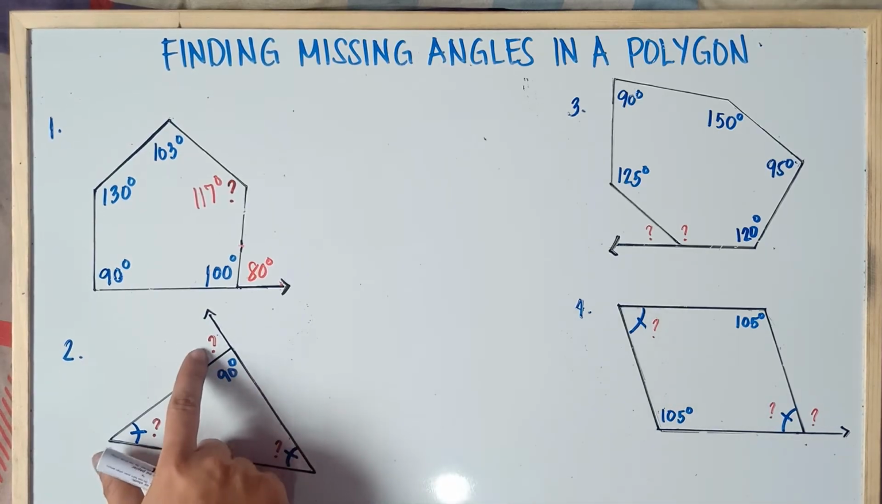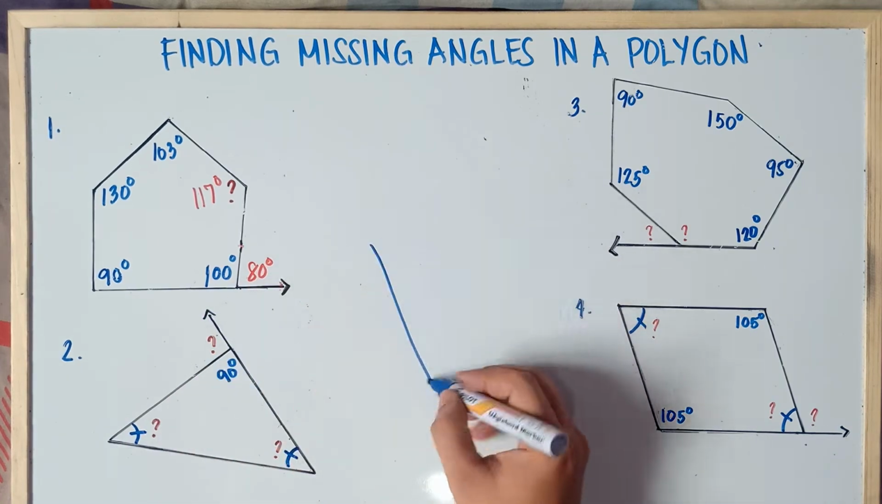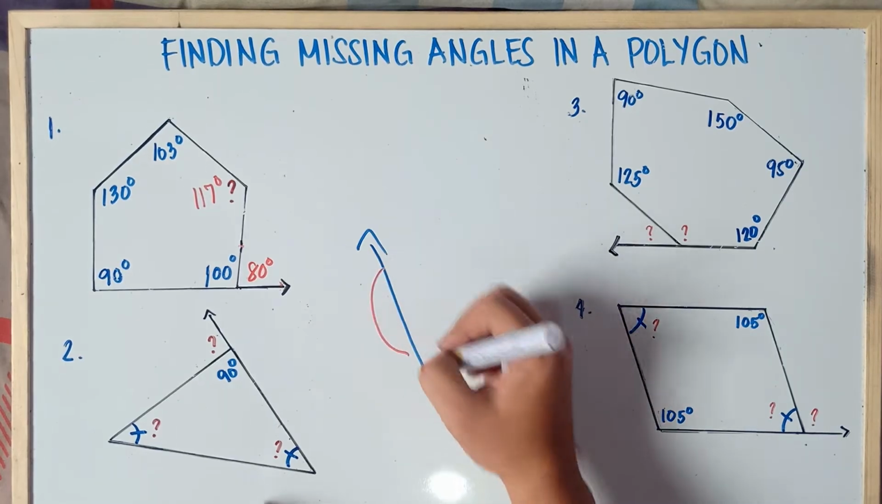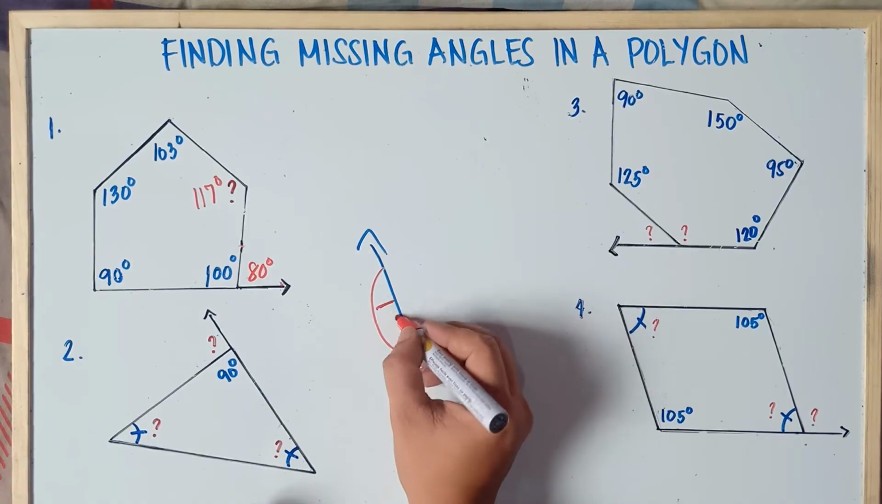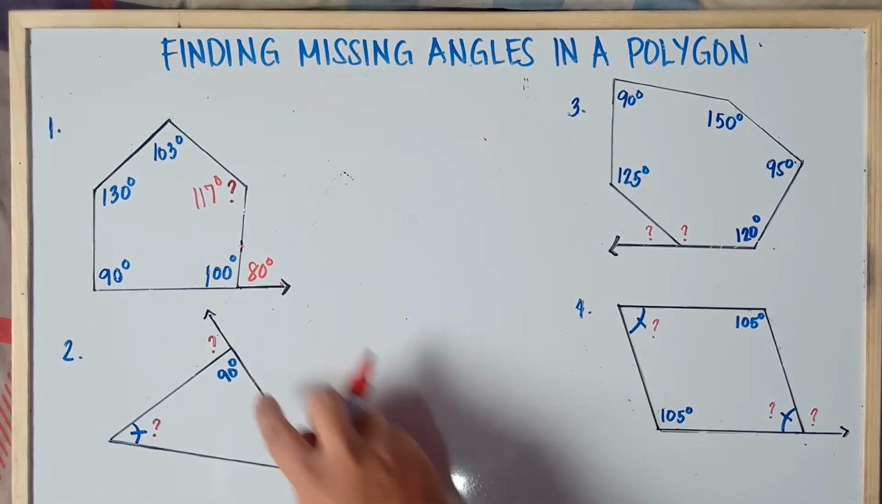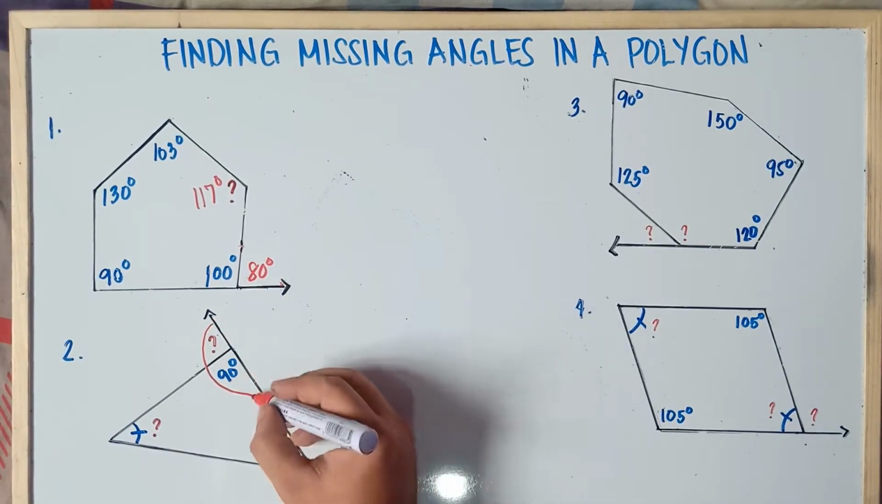Now, question, can we find this angle right here on the top? Yep, we can find that angle because we have a straight line, and we can form a straight angle. And a straight angle is always 180 degrees.